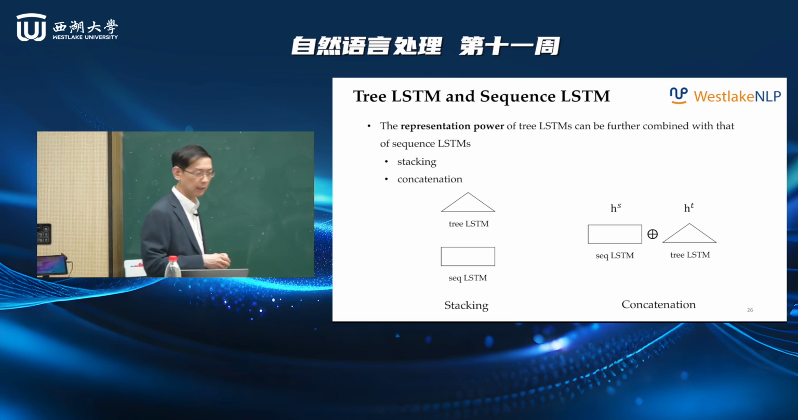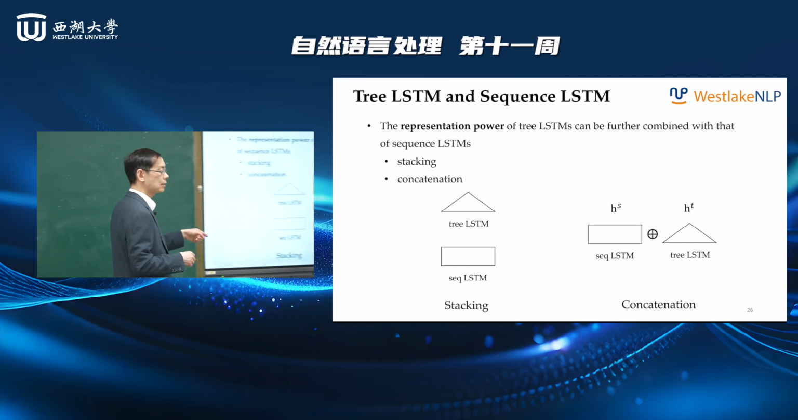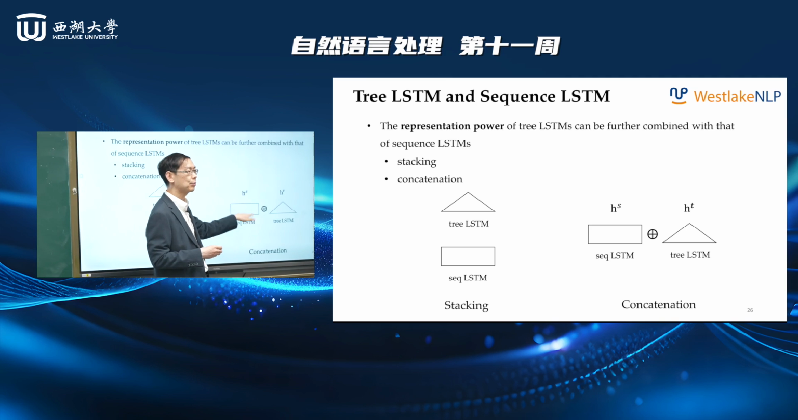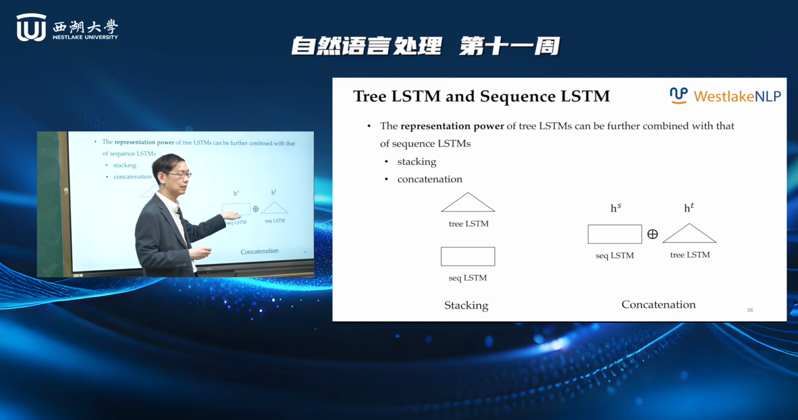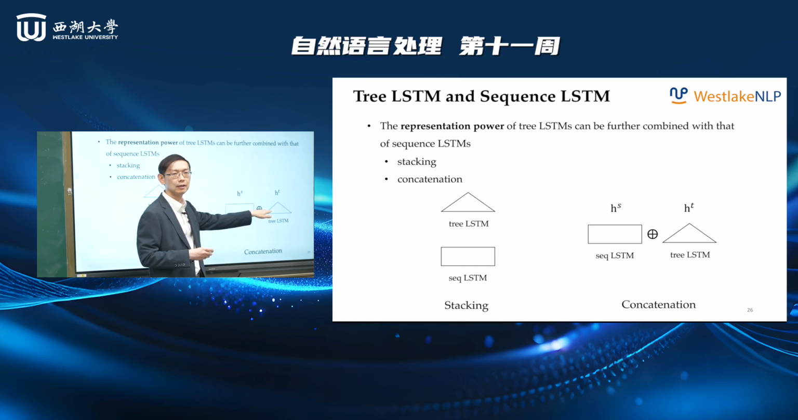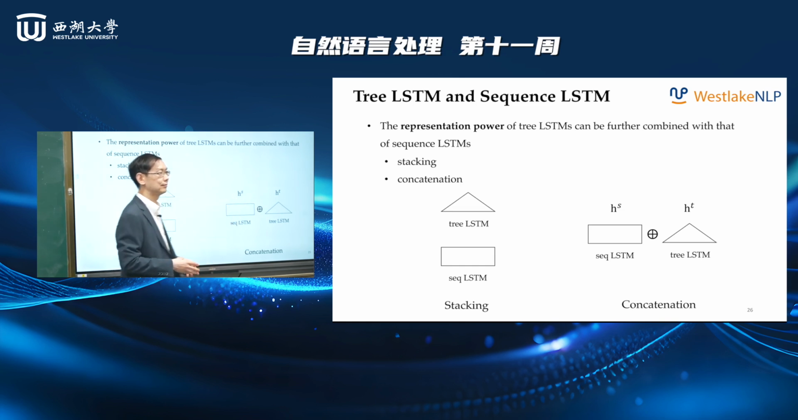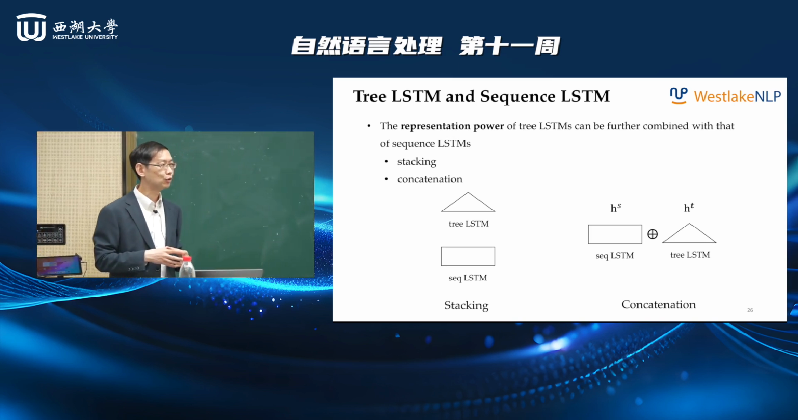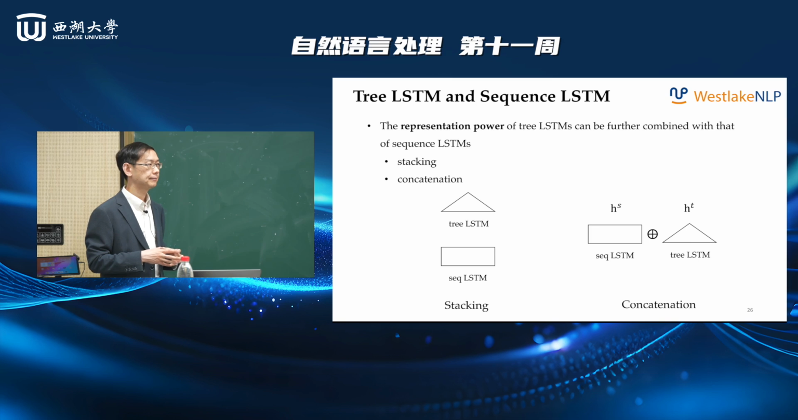And the second way is, so this is a stacked mode, and this is a parallel mode. You separately encode the sentence using the tree information and the sequence information. In the end, you get a hidden state from the tree LSTM and a hidden state from the sequence LSTM. You just concatenate the two. This is more like a parallel mode. The two complement each other by abstracting different context. You can also do that.